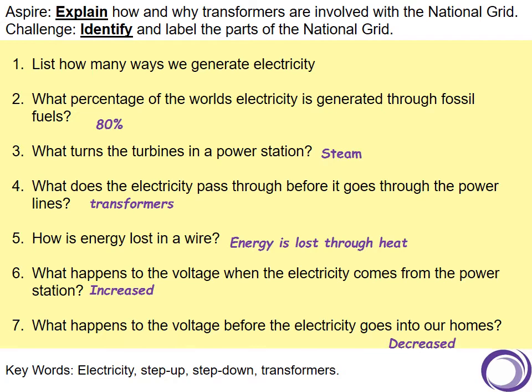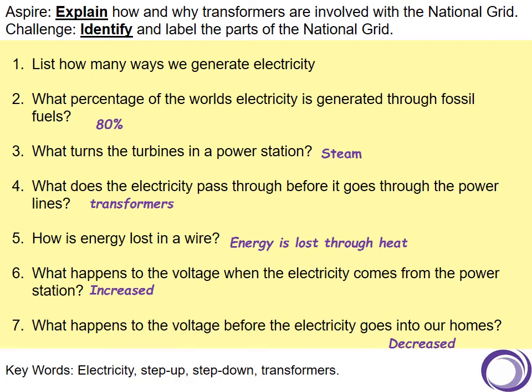What does the electricity pass through before it goes through the power lines? And that's transformers. Question 5, how is energy lost in a wire? Energy is lost through heat. And we've covered some of that when we looked at resistance.